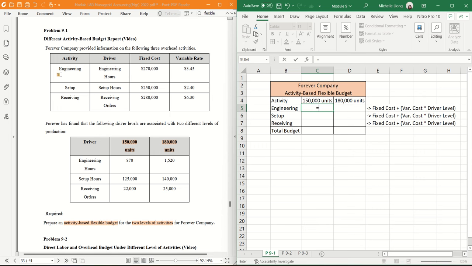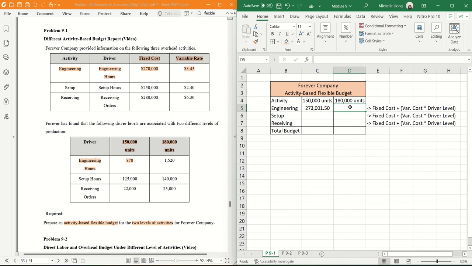Engineering, what is the fixed cost? For engineering, the fixed cost right here is $270,000. And then we need to add the variable cost. The variable rate right here is 3.45, so $3.45 times the driver level. The driver level in engineering is engineering hours, and engineering hours for 150,000 units is 870. And we get the amount for that, and see if we have decimals or not. Okay, so this is the amount.